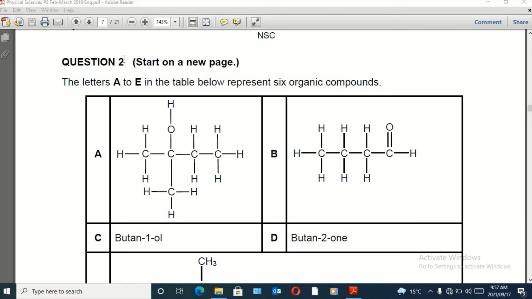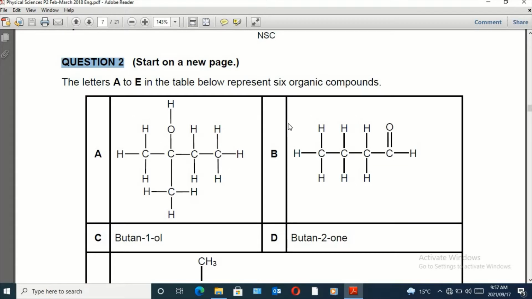Okay, let us start with question 2, and it reads as follows. Remember, you must start this question on a new page when you're writing. And the question statement says that the letters A to E in the table below represent 6 organic compounds.